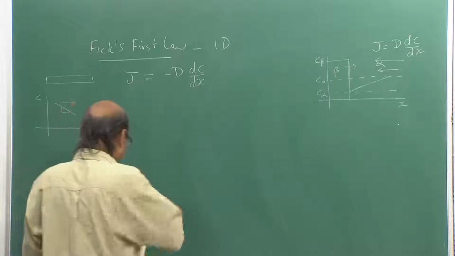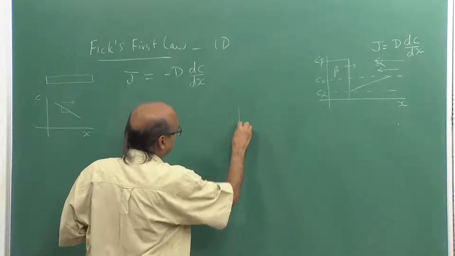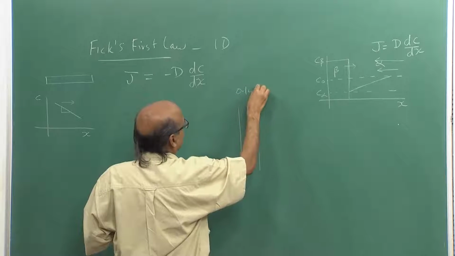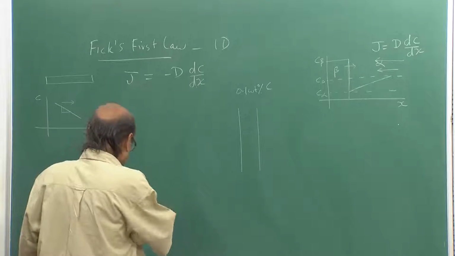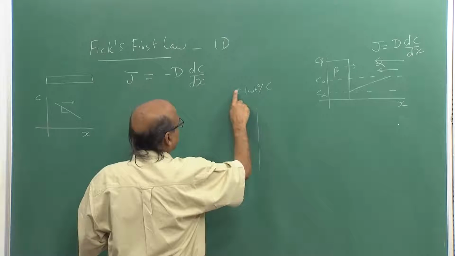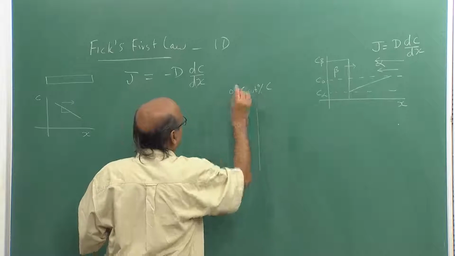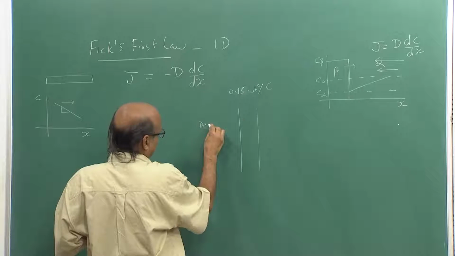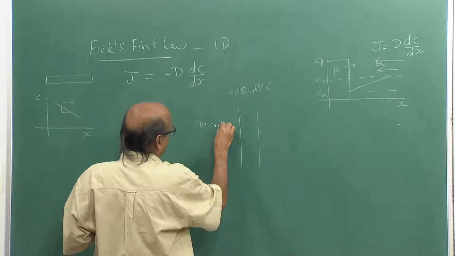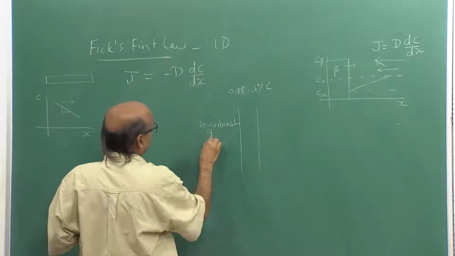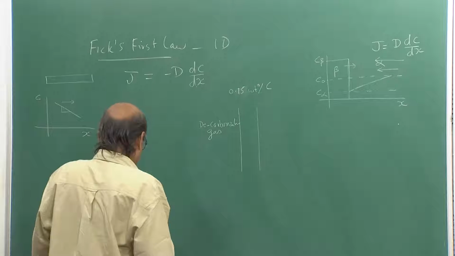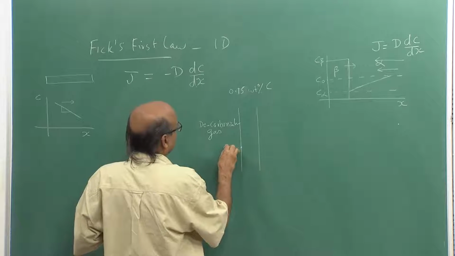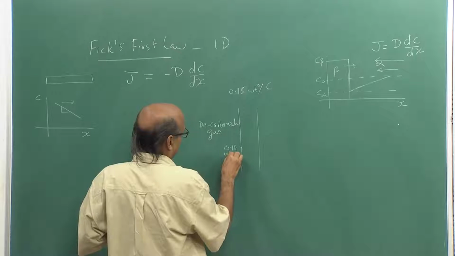Consider another situation. Suppose I had a thin mild steel sheet of 0.1 weight percent carbon, or let me make it 0.15 weight percent carbon, and let us say I have a decarburizing gas on this side of the mild steel sheet, such that the concentration of carbon on the surface of the sheet is kept at 0.1 weight percent carbon.